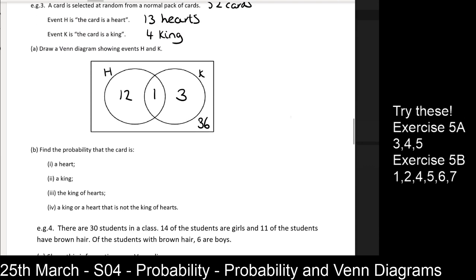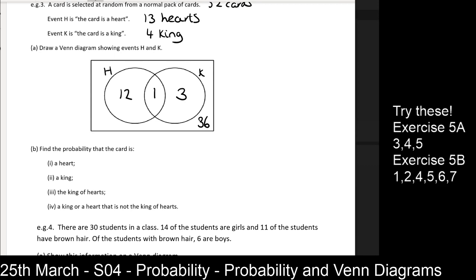So then we can use this to answer these questions. Find the probability that that card is a heart. So I shall do this to the side. The first one will just be 13 hearts out of 52 altogether. So that's just the probability of a quarter. Then we have the probability of a king. There's 4 kings out of 52 cards altogether. So that's 4 out of 52 or 1 out of 13.